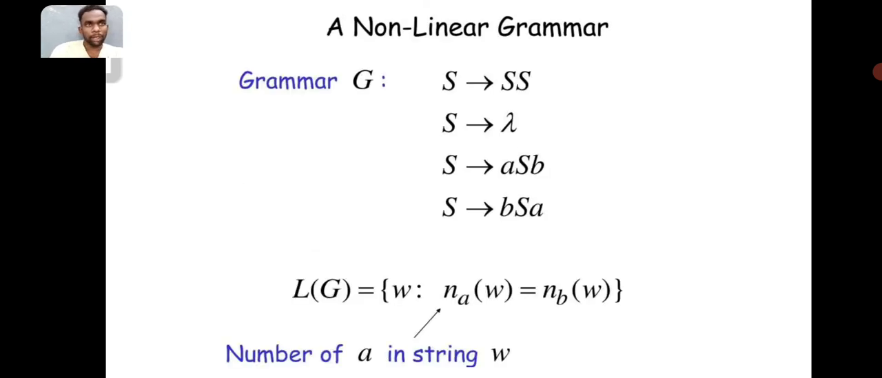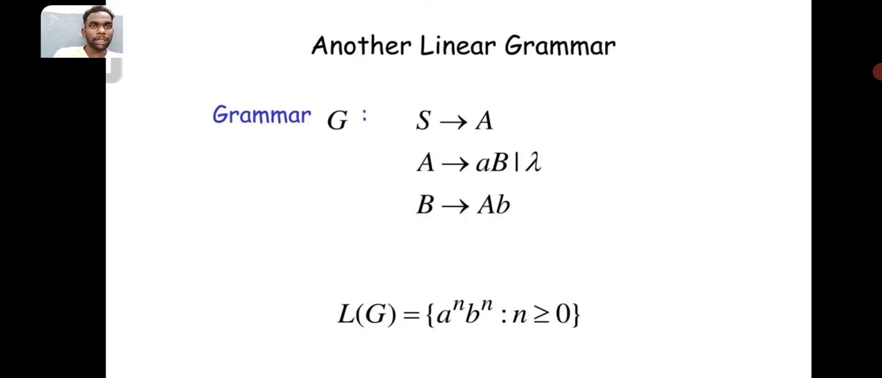A non-linear grammar. Grammar G is said to be non-linear when its set of rules are S implies S S, S implies a S b, S implies b S a. A grammar is said to be non-linear when the number of a's in a string w is equal to the number of b's in the string w.